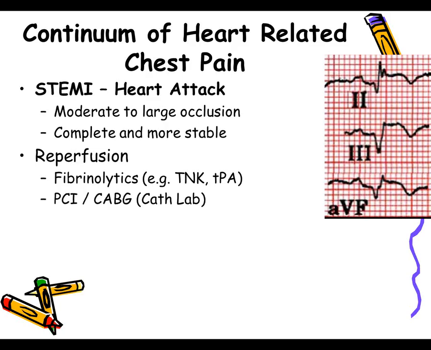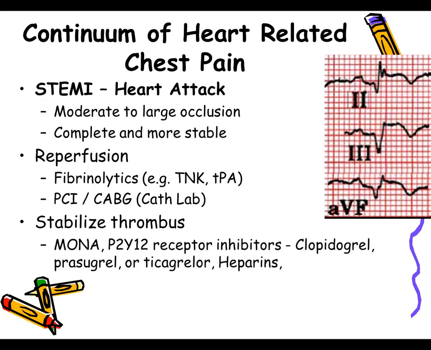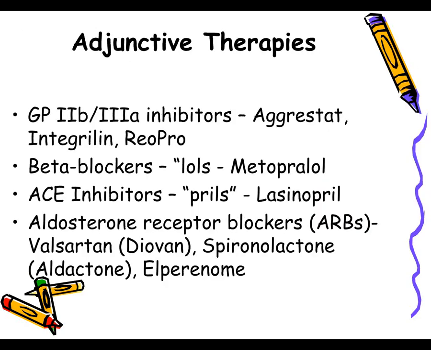If you're close enough and have a cath lab available, then certainly they would open that vessel up with percutaneous coronary intervention or balloon angioplasty. And if they can't get to that part of the vessel because of its location, they may have to do a coronary artery bypass graft, or a CABG. These things will stabilize the thrombus, or we can do things to stabilize the thrombus by, again, giving them aspirin, oxygen, nitroglycerin, morphine, clopidogrel, heparins, those sort of things.